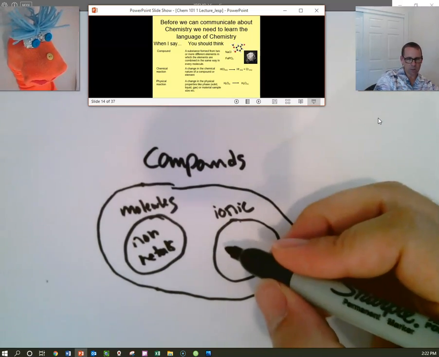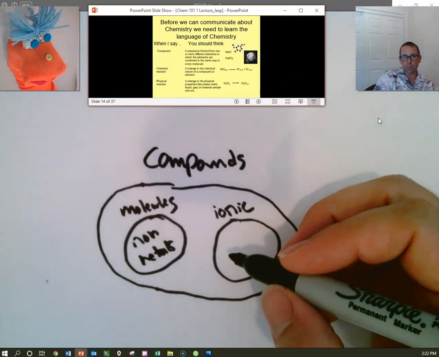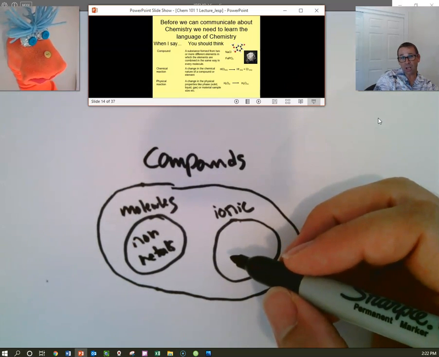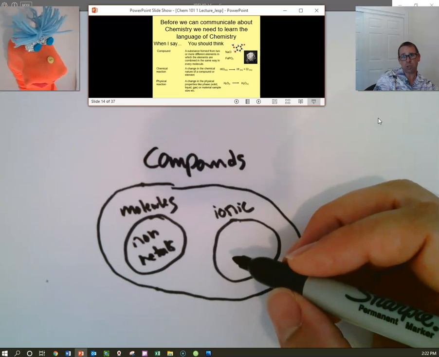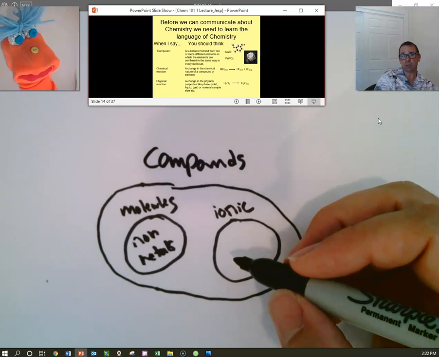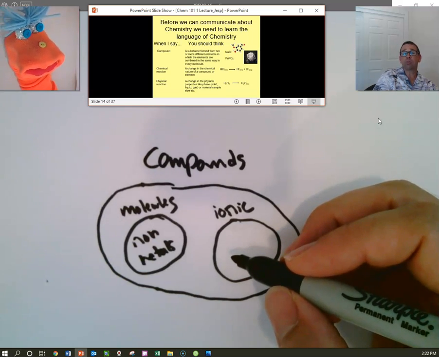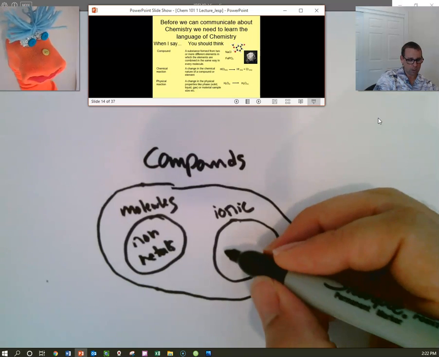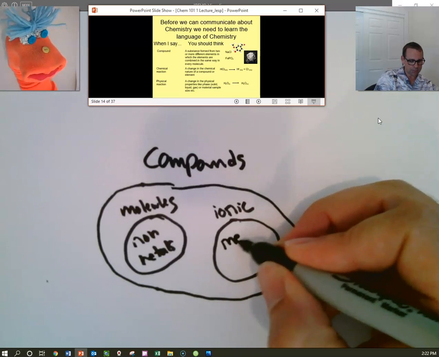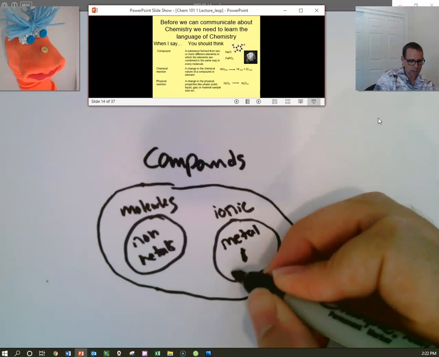The definition of an ionic compound is that it contains ions. But that's not a real good definition for now because we don't know what ions are yet, and we're not going to talk about them until next chapter. So for now, we're going to recognize an ionic compound because it has a metal and a nonmetal.